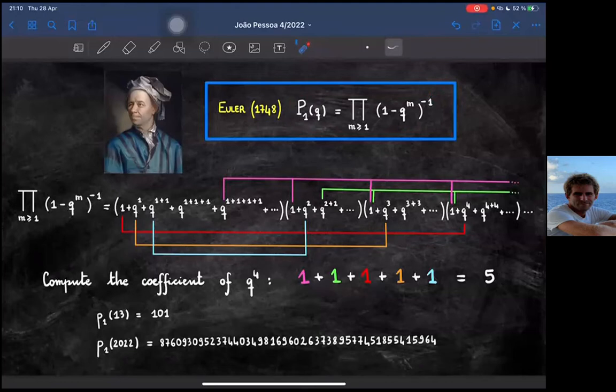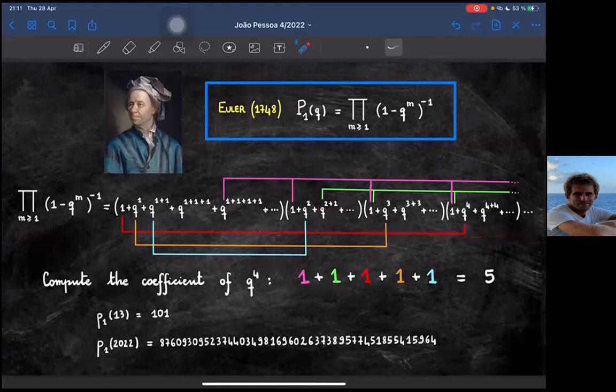So let's compute together the coefficient of q to the 4th, which we can confirm because we computed it already. So how do we do it? Well, we expand this product in the following way. For the first factor, with m equals 1, we write it as 1 plus q to the 1 plus q to the 1 plus 1, and so on. And for the next factor with m equals 2, we do the same, but instead of writing q to the 4th, we write q to the 2 plus 2, very silly, and so on.